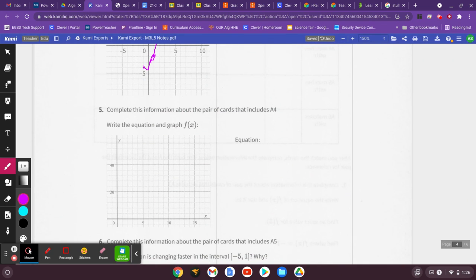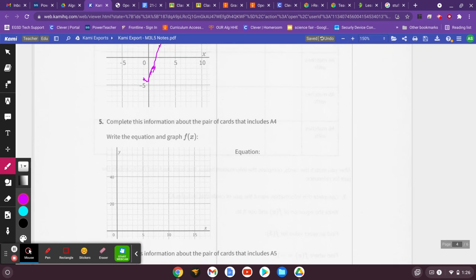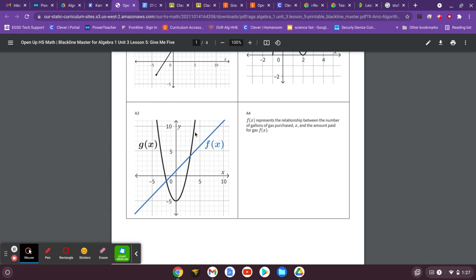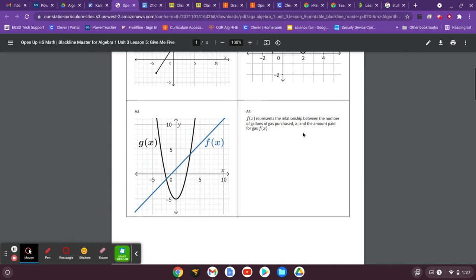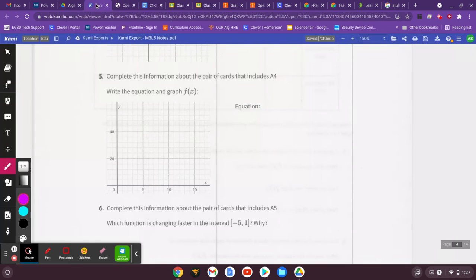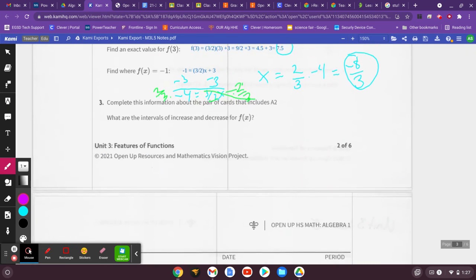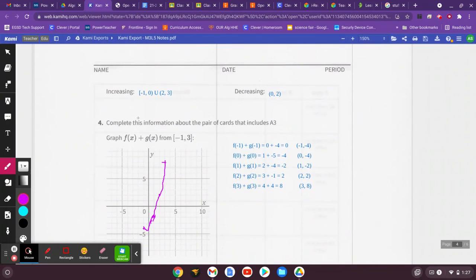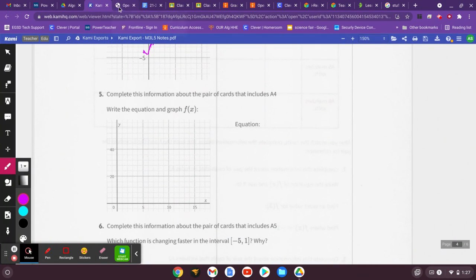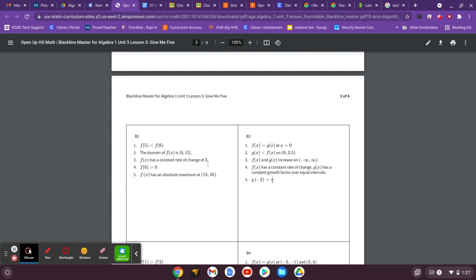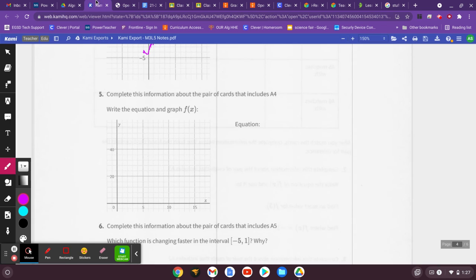All right, complete this information on the pair of cards that includes A4. So write the equation and graph f of x. Oh, A4, what was that? Oh, the relationship between the number of gas. And we had to go, let's see, A4 matched, which one? B1. Okay, so we need to go back to B1 because that one had how much gas was being pumped at a time. It's constant rate change of 3. So my slope is 3. I know it's a line, and it goes through 0, 0.